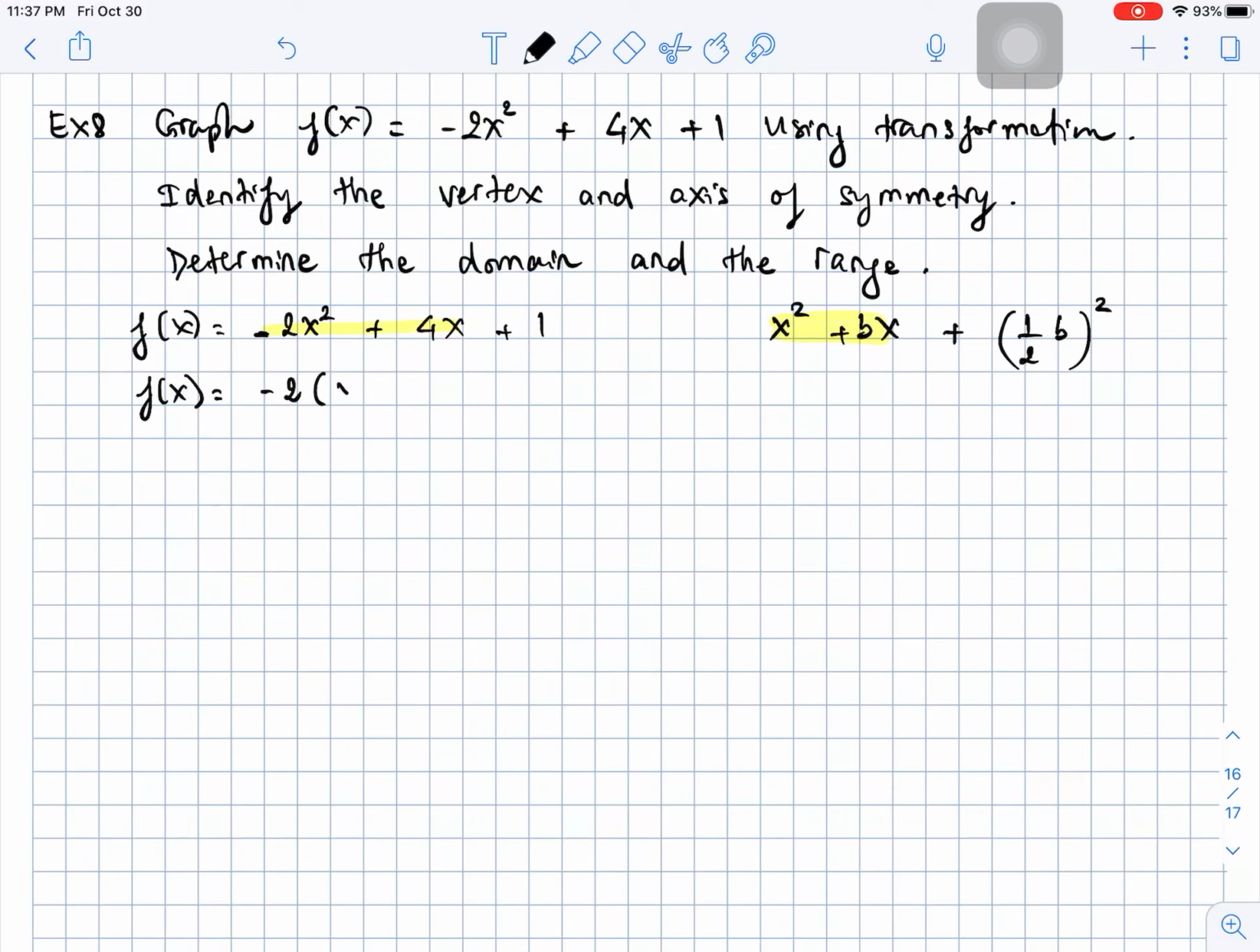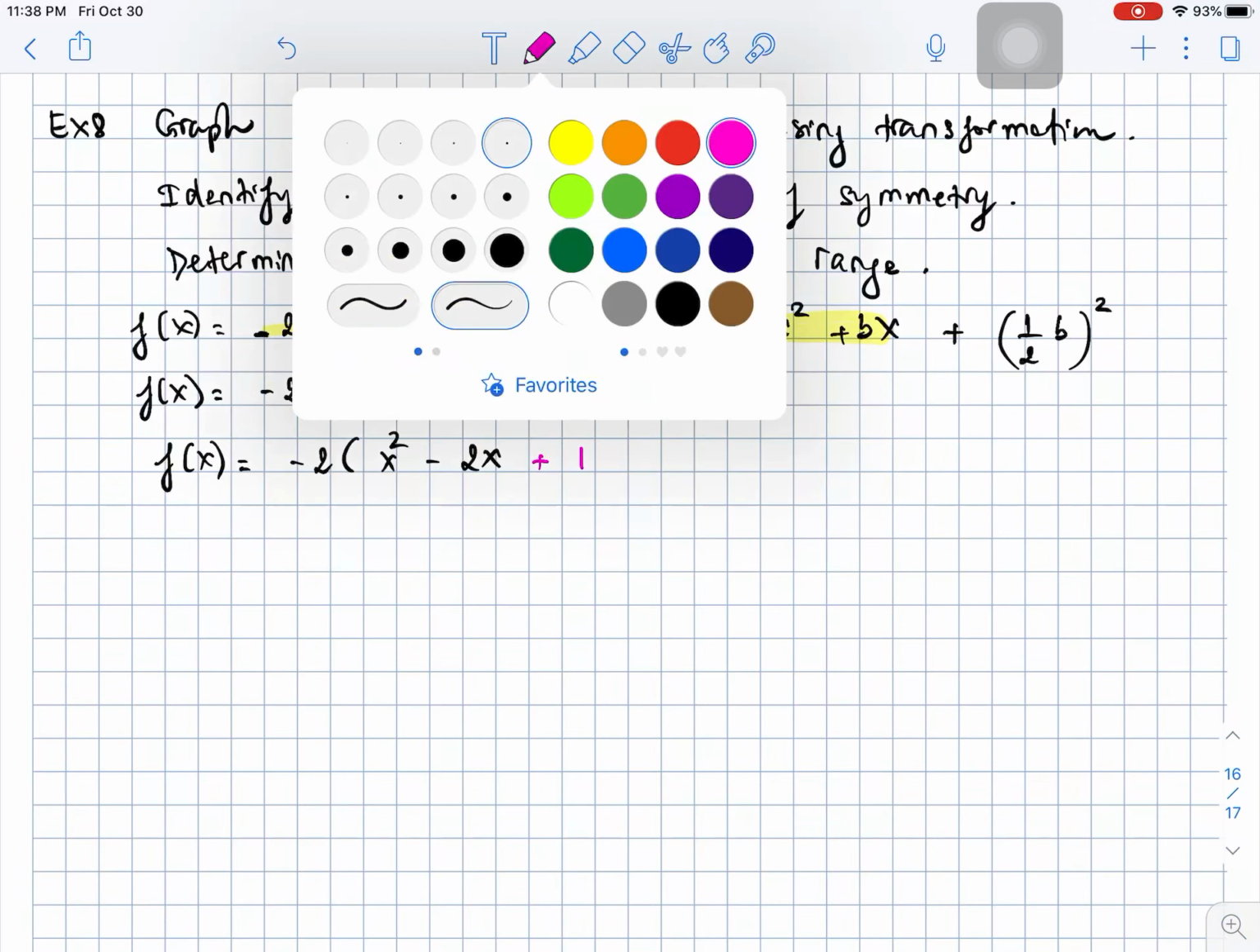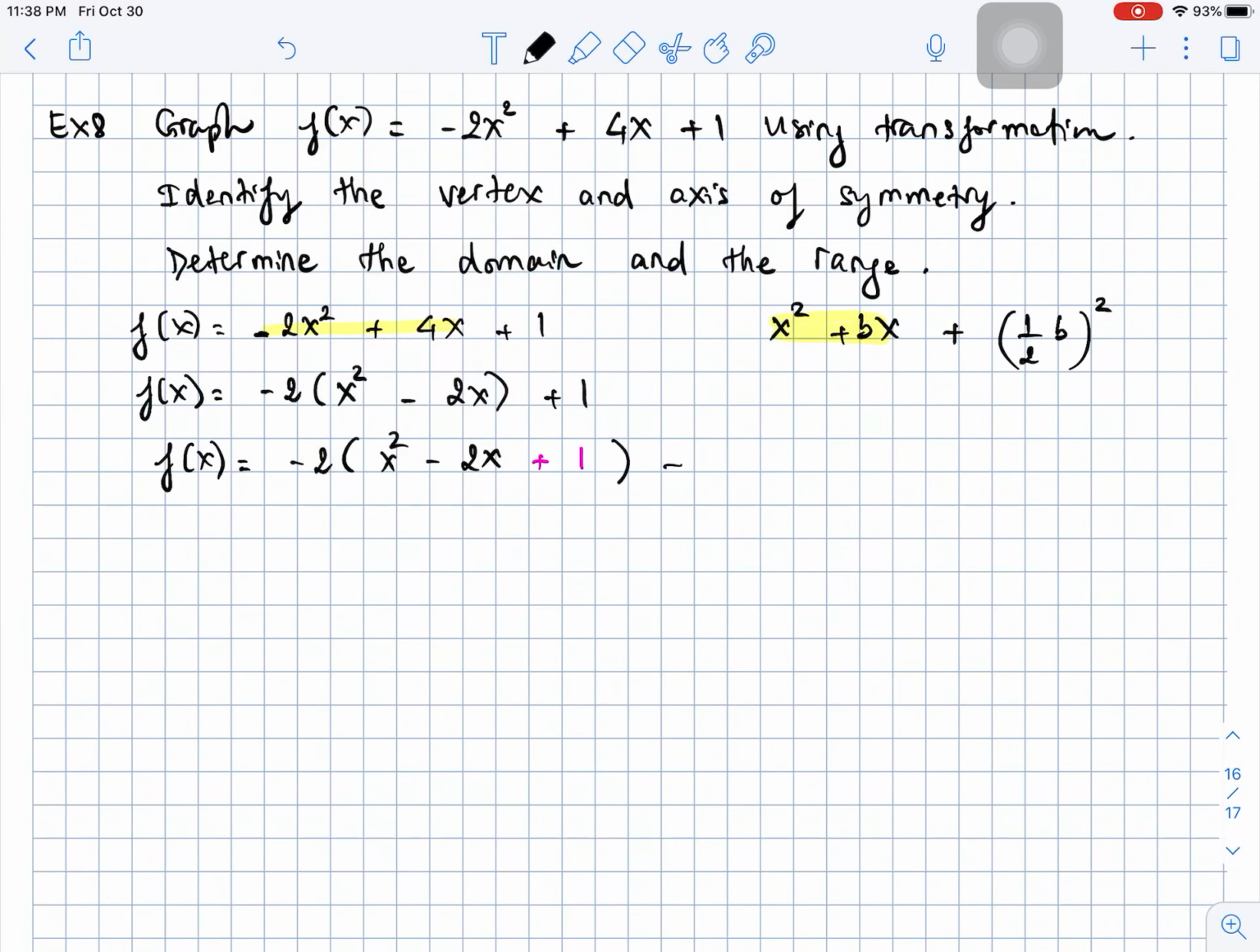You recall that we need to have x squared plus bx, and the third term is 1/2 of b squared. The form that we need is x squared plus bx. The number in front of x squared has to be 1. But the number in front of x squared that we have right now is a negative 2. So what we should do is get rid of that negative 2. We will factor out the negative 2.